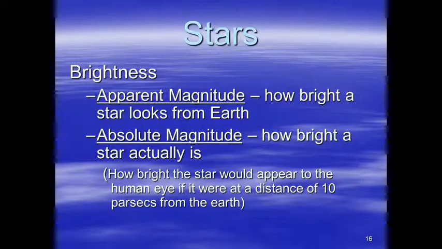Brightness is the next thing. Now, here are 2 amazing vocabulary words: apparent magnitude and absolute magnitude. And it is a little different. Apparent magnitude is how bright it actually looks from Earth. And aren't there things on Earth that change the way the stars look?